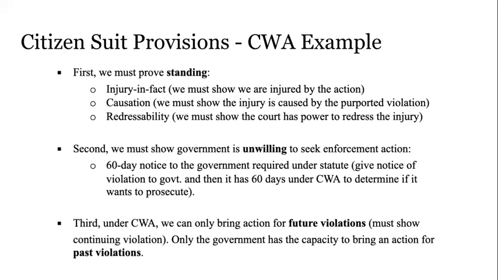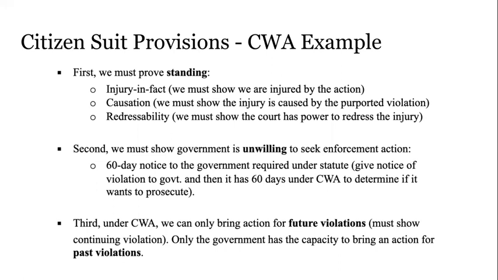Second, as a preliminary matter, if other procedural issues are out of the way, do you actually have standing under this statute? That's what you must prove. Second, then you must show government is unwilling to seek an enforcement action. In the Clean Water Act, there is a 60-day notice to the government required under the statute.